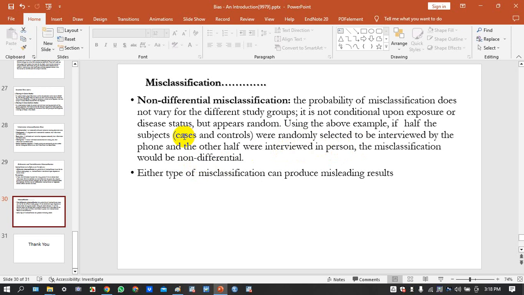Meaning that whatever you do to the cases, you did to the controls. But instead of doing it for all the 100 cases and 100 controls, you interviewed only 50 cases and only 50 controls. You did a bias to only half of the cases and half of the controls. Equal to cases, equal to controls. So if you increase the sample size, you eliminate that bias. But you are not supposed to do that. You are supposed to interview all the cases, that's 100, and interview all the controls, that's 100. But because you interviewed half of the cases and half of the controls, it biases the results. And this kind of bias is called non-differential misclassification bias. So either type of misclassification or bias can produce misleading results.